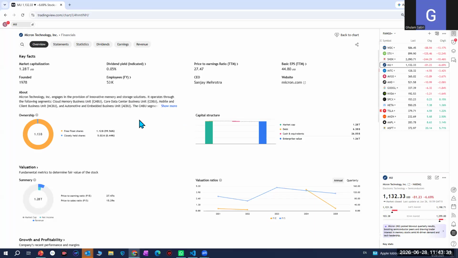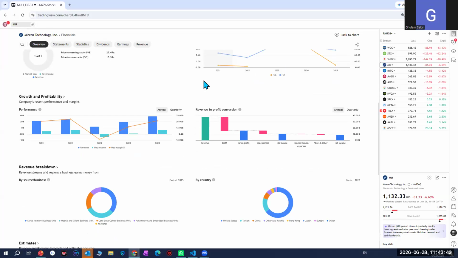Anyway, this is Micron. Its PE ratio is 27.47. But actually, the key here is growth. Growth in its earning. This is revenue. Its revenue, for example, was 15.54 billion in 2020. Right now, how much is there? 37.38 billion in 2025.